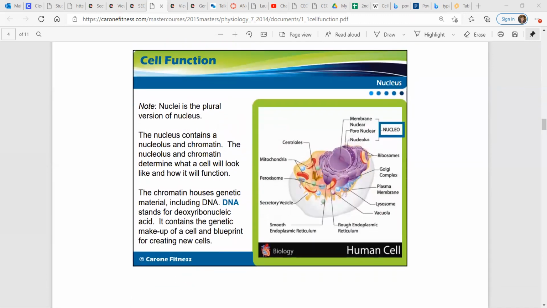Note what I just said. The nucleus contains a nucleolus and chromatin. The nucleolus and chromatin determine what a cell will look like and how it will function. The chromatin houses genetic material, including DNA. DNA stands for deoxyribonucleic acid. It contains the genetic makeup of a cell and the blueprint for creating new cells. And here you have the picture of a human cell.